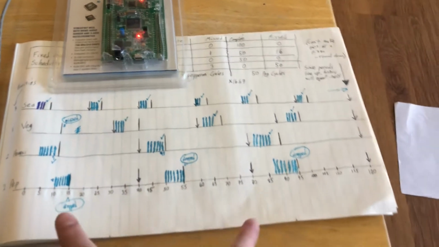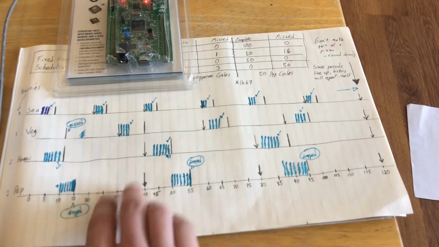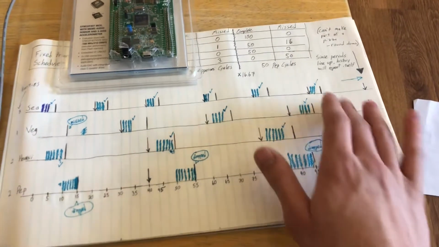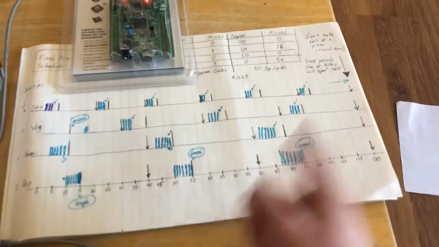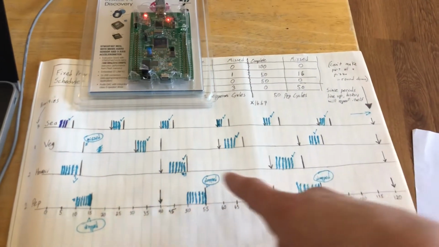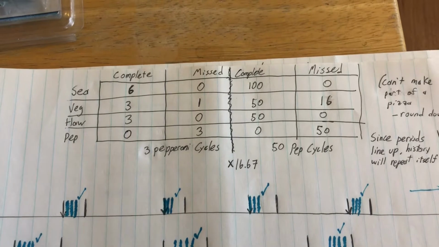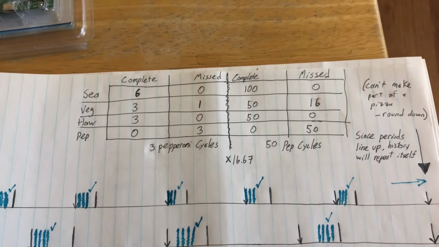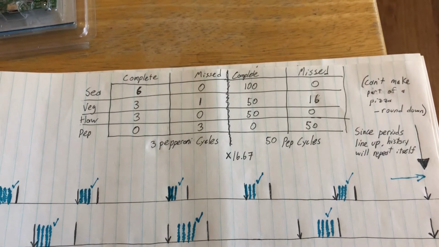I have it going every 120 because that's where all of the periods actually line up together. So after 120, this entire thing you see here should just repeat itself for as long as I run it. So then we have our results for the fixed priority scheduler right here. I've also got that in the investigation text file that was asked for.